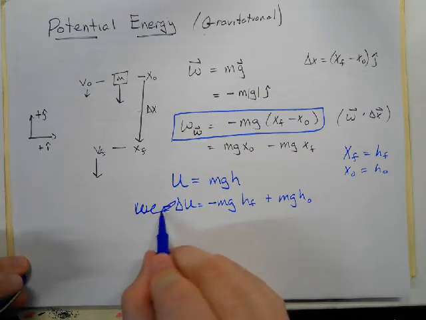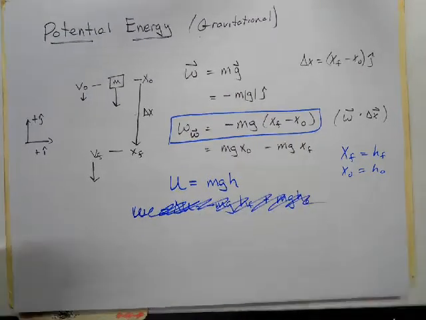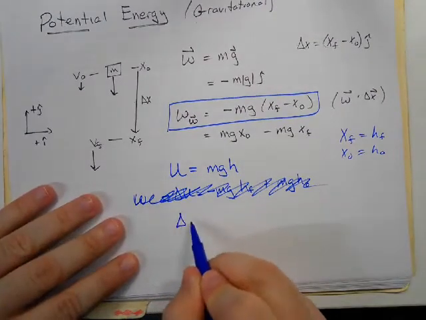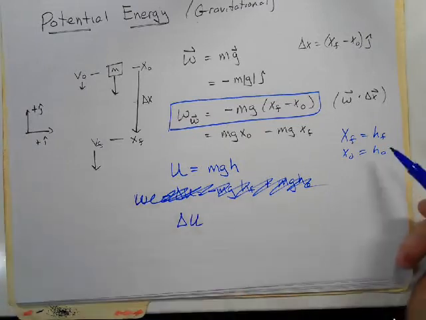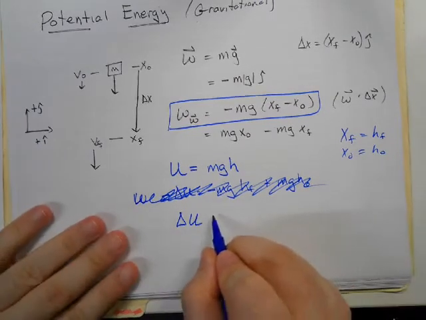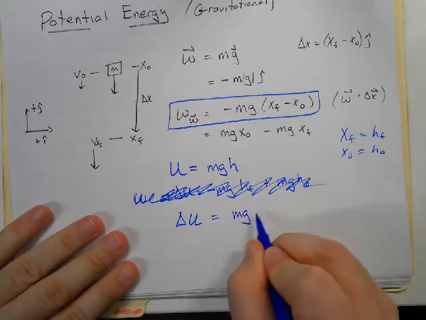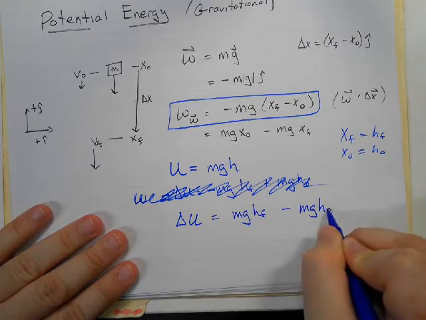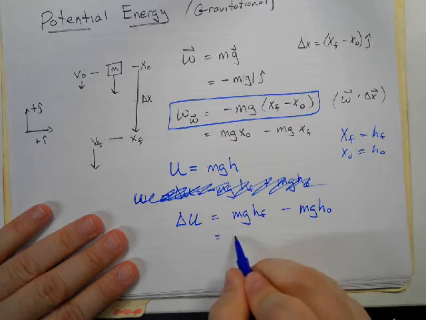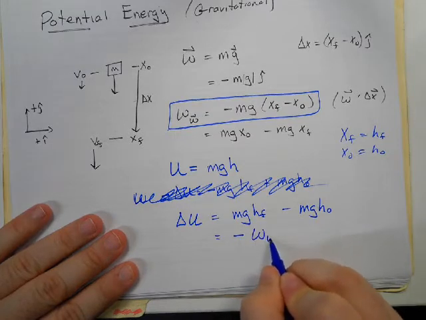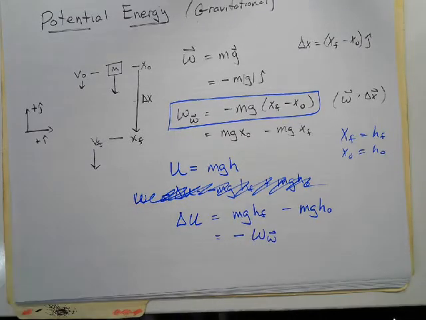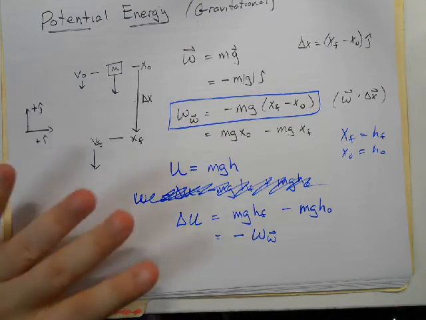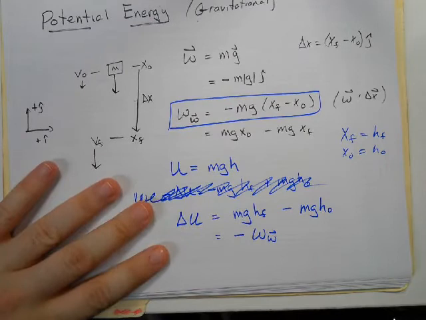Oh, I want to be careful. Scrub that out. So our change in our potential energy is going to be defined by final minus initial. It's going to be mg h final minus mg h initial, which is minus the work that the weight force does. Right? So there's a reason why we're being very careful in labeling this all out.